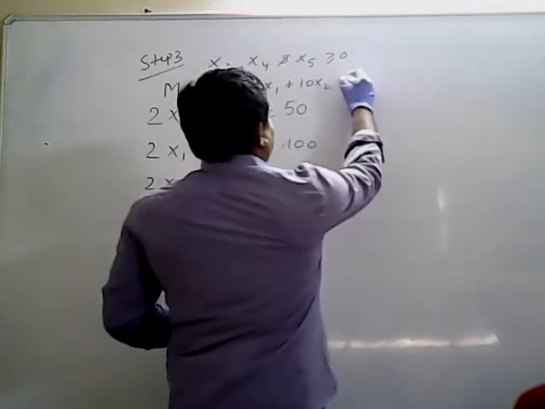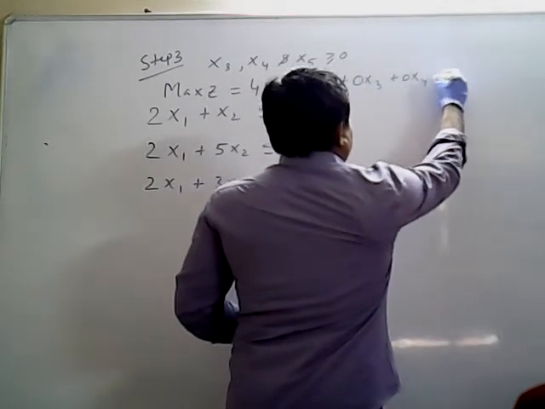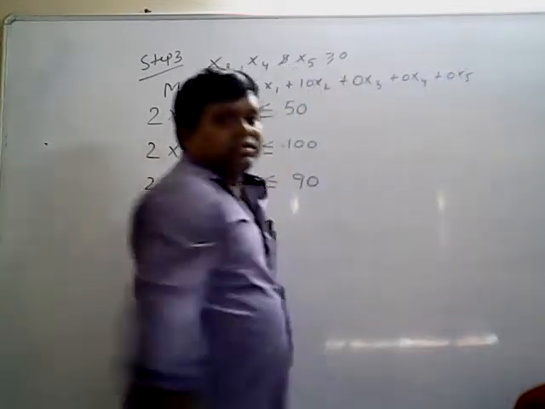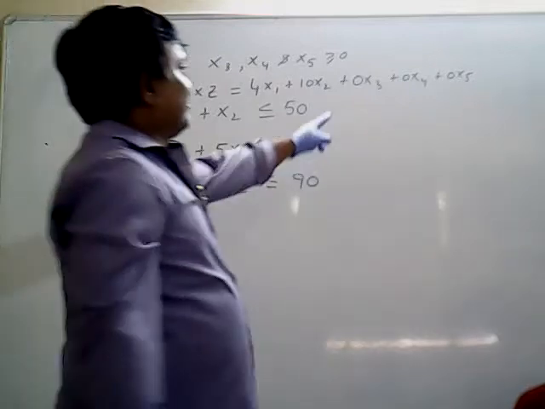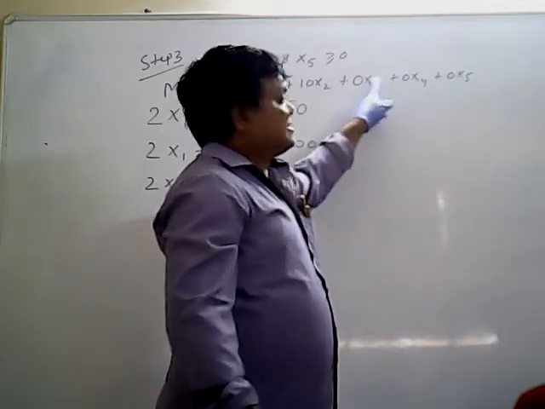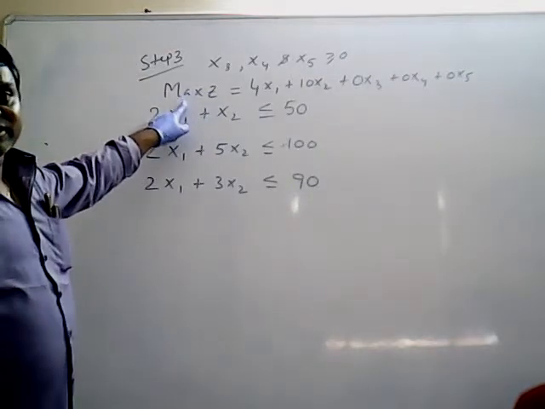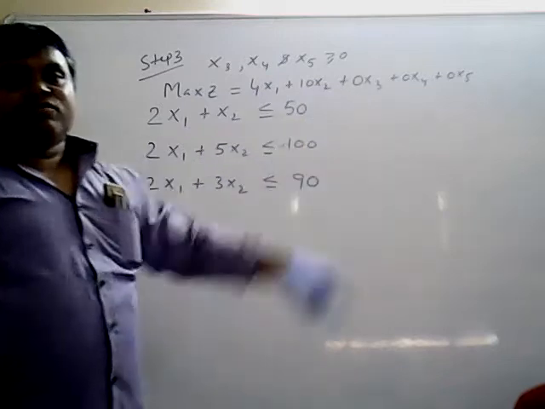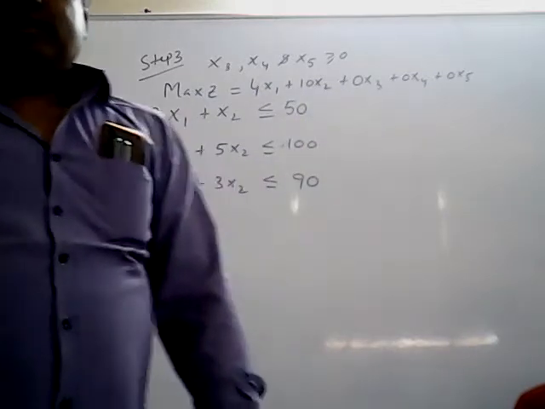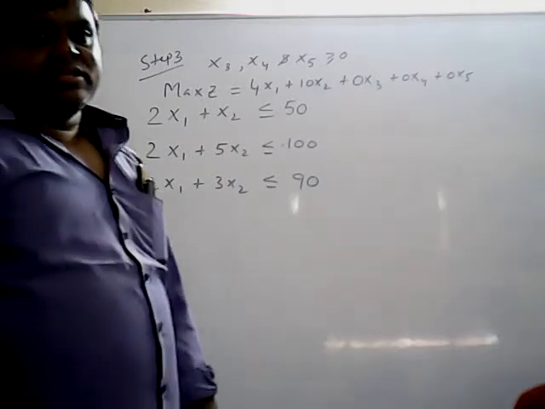So that means what you will get? You will get 0x3 plus 0x4 plus 0x5. These are the slack variables. So slack variable cost is 0 in the objective function. This is the objective function maximization. Okay. So right, then we get maximum z equal to 4x1 plus 10x2 plus 0x3 plus 0x4 plus 0x5.